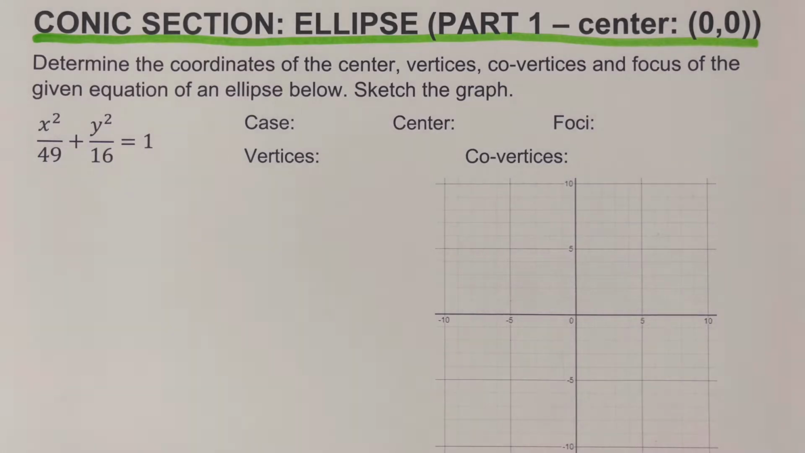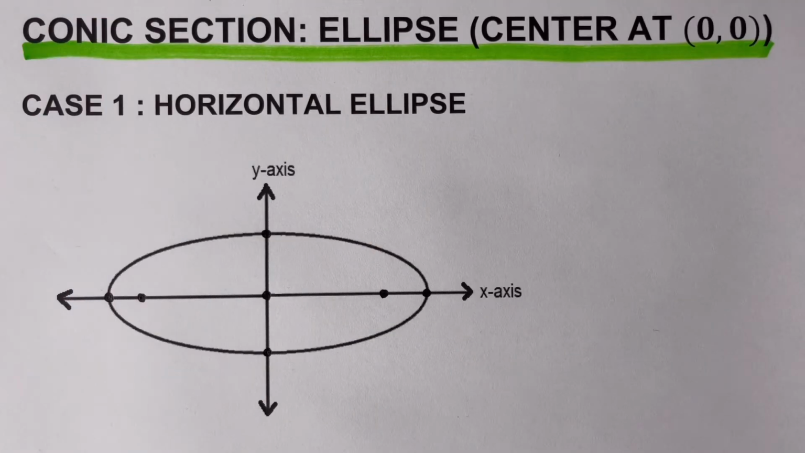Before we go over this example, let's have a review on the parts and the two cases of an ellipse with a center at the point of origin, or at (0, 0). We remember that there are two cases of an ellipse. The first case here is the horizontal ellipse. Before we go over this case, let's have the parts of every ellipse.